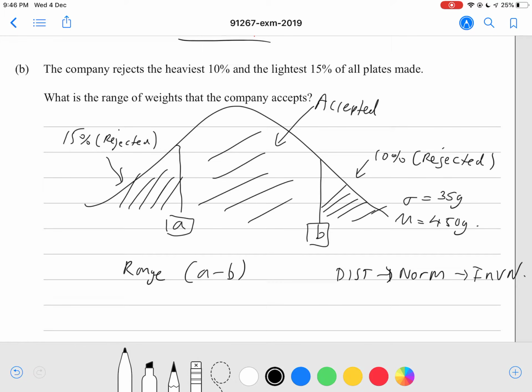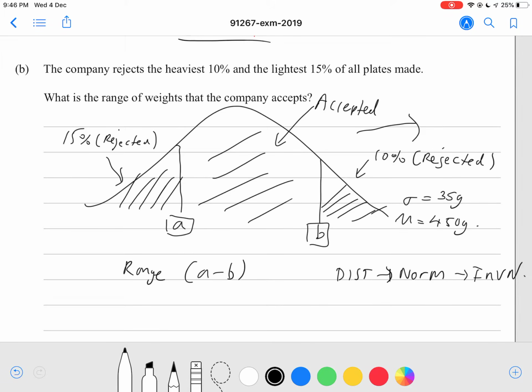You see that it will ask you for tail. Tail means what side it is. For B, we're looking at the heaviest 10%, which means the greatest 10%. As you can see, this is on the right direction of the normal distribution, so our tail should be set to right.